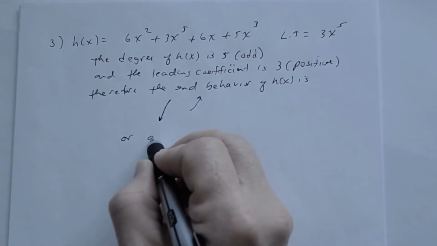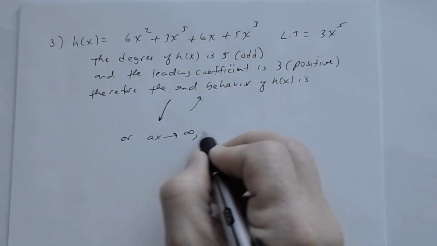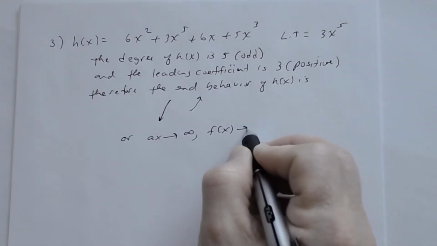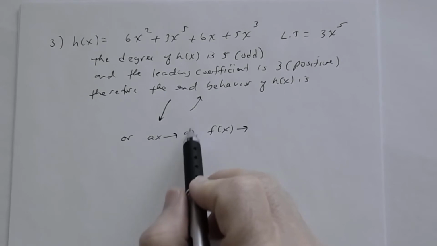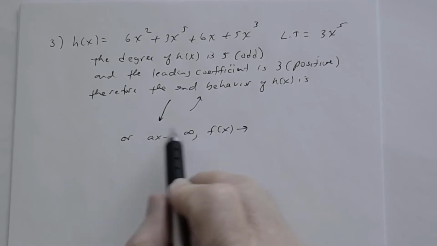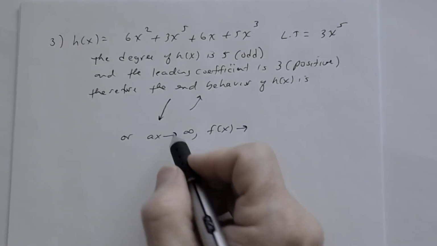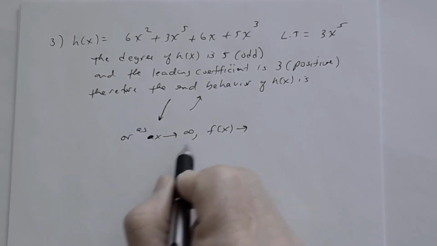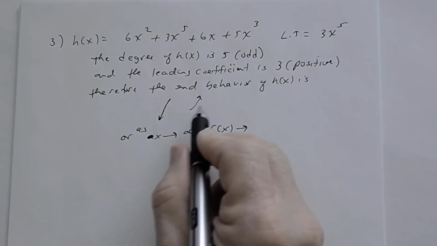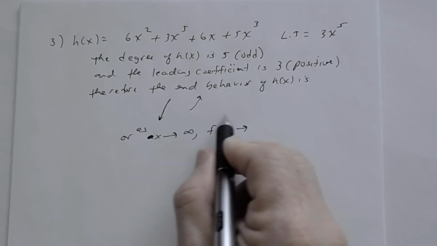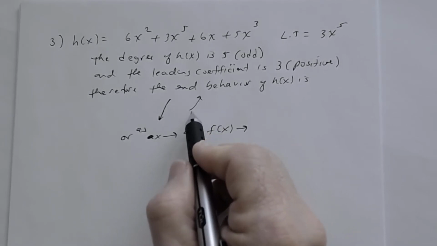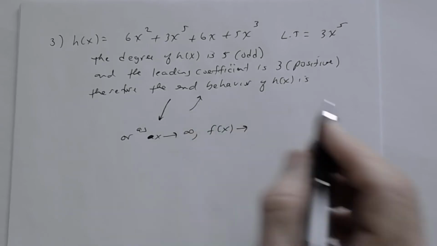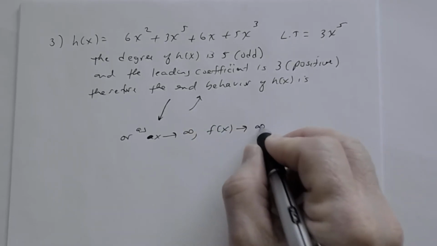Or you can say, as x approaches infinity, f of x approaches infinity. All right, so what that means is this. So as on the right side, remember, as x approaches infinity, that's the right side. So as x approaches infinity, what's happening to the y values? Well, my y values are getting larger, more positive.